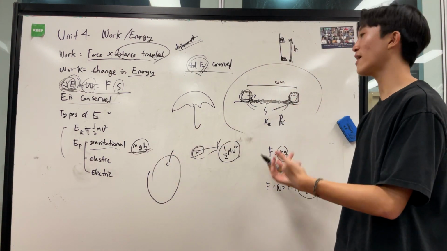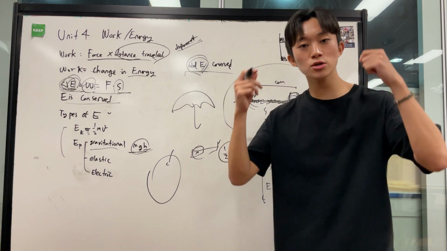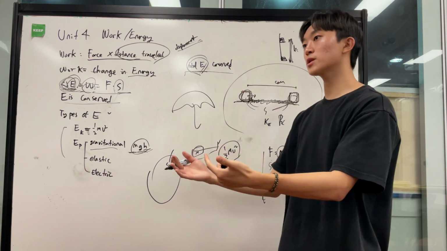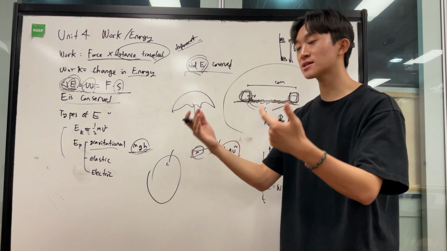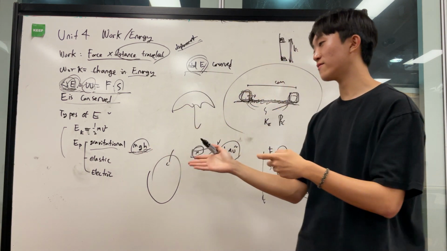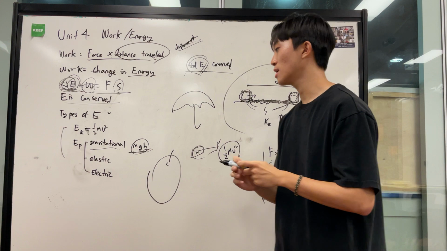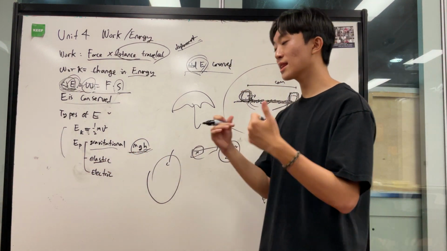Now, of course, you don't have to know this process of deriving the formula, but I want you guys to constantly think, why does this formula work? What does this formula imply? What physics meaning does this formula have? That's really important. The next form of potential energy is elastic potential energy.